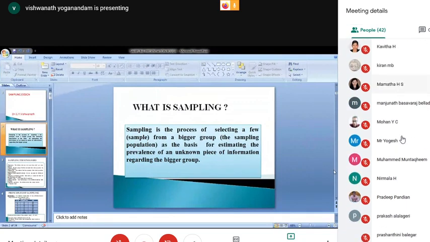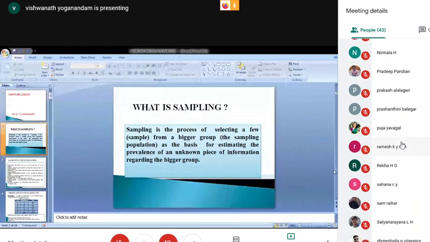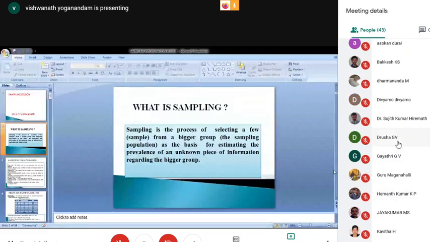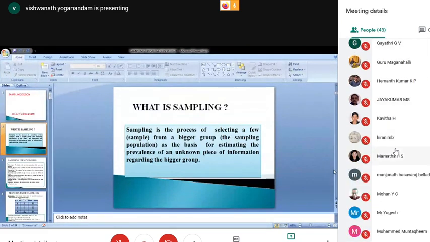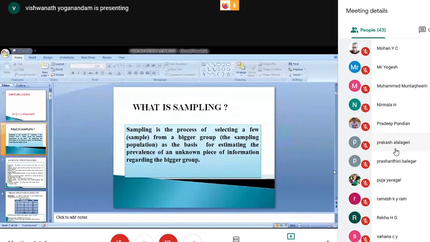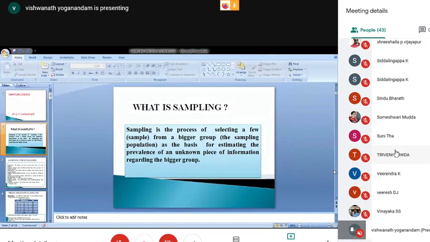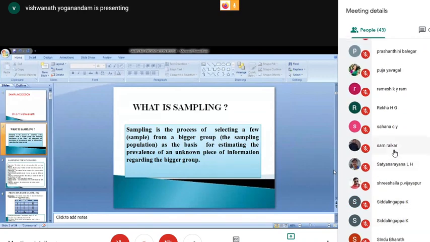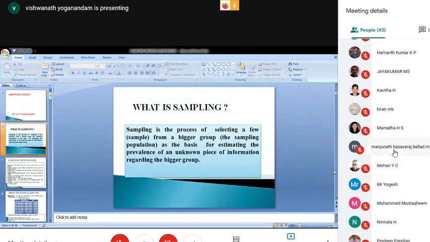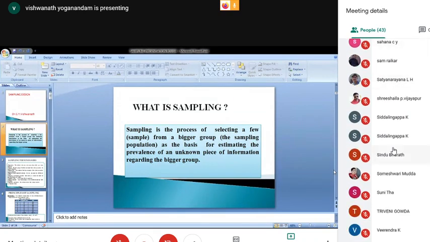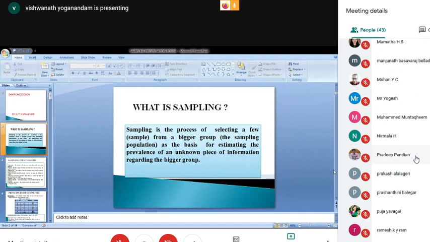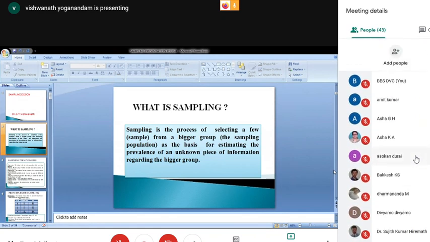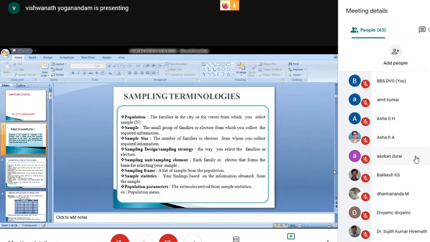So what is sampling? Sampling is the process of selecting a few from a bigger group as a basis for estimating the prevalence of an unknown piece of information regarding the bigger group. From the bigger group, we are trying to source the information using a smaller one. That is sampling. Most of you would have taught this subject already to students. Anyhow, let us go to the next one.